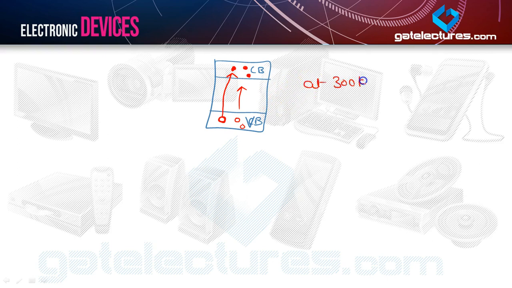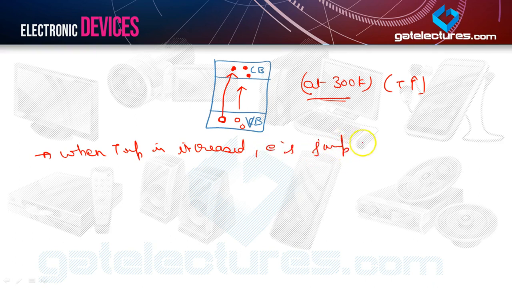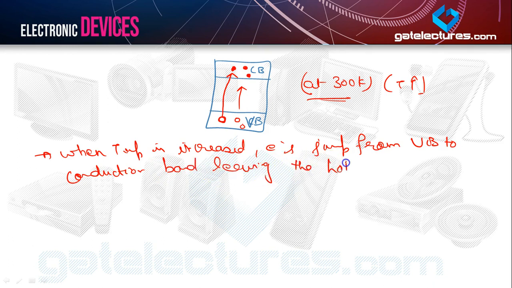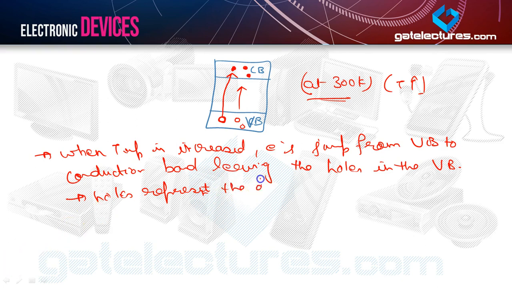This is at, let's say, 300 Kelvin. If we increase the temperature, as the temperature has been increased, okay, so when temperature is increased, electrons jump from valence band to conduction band, leaving the holes in the valence band. Holes represent the deficiency of electrons in covalent bond.